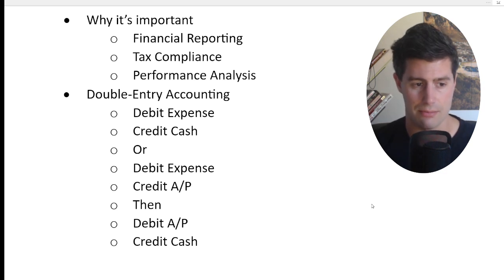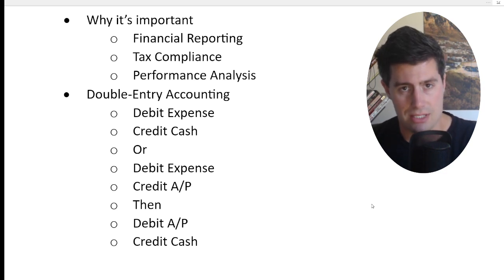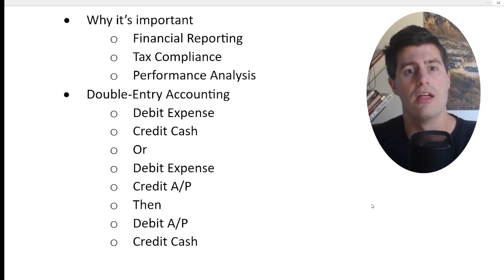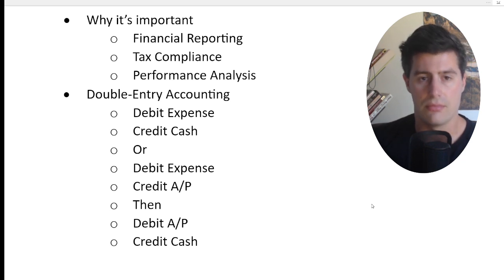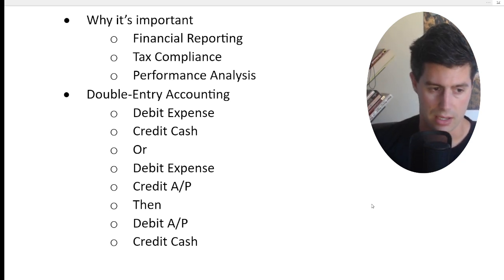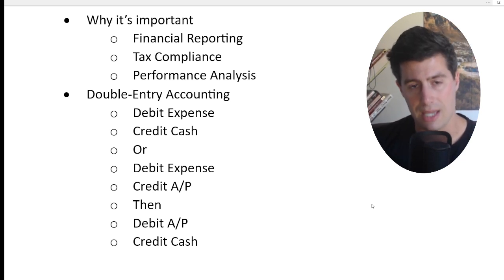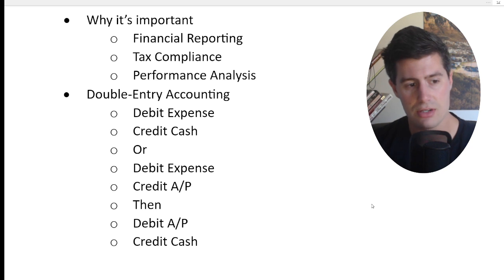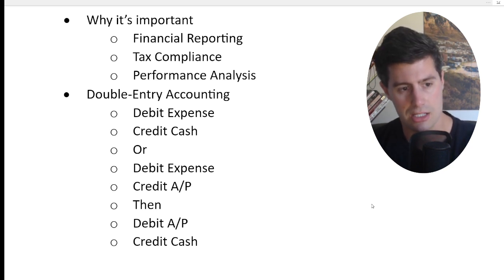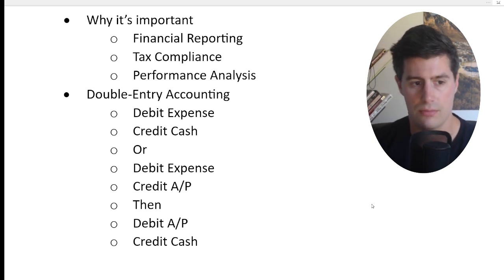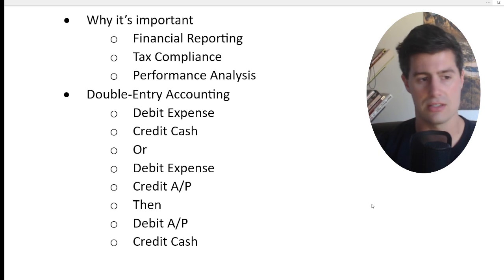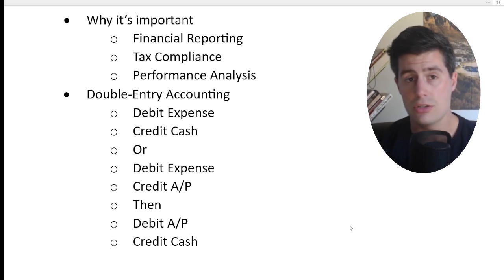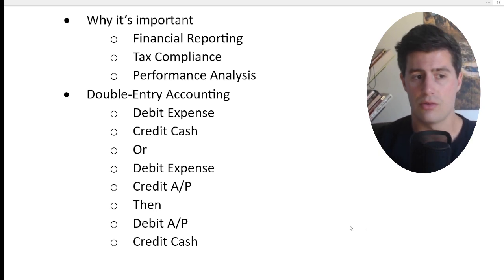Final example, after we debit expense and credit accounts payable, then we pay our bills. Then we pay our accounts payable. So now we debit accounts payable and we credit cash. So we take our money, we spend it, we decrease cash, and then we debit accounts payable. We basically cancel out the previous bill, the previous accounts payable. So those are the two main types of ways that you can record expenses using debits and credits.